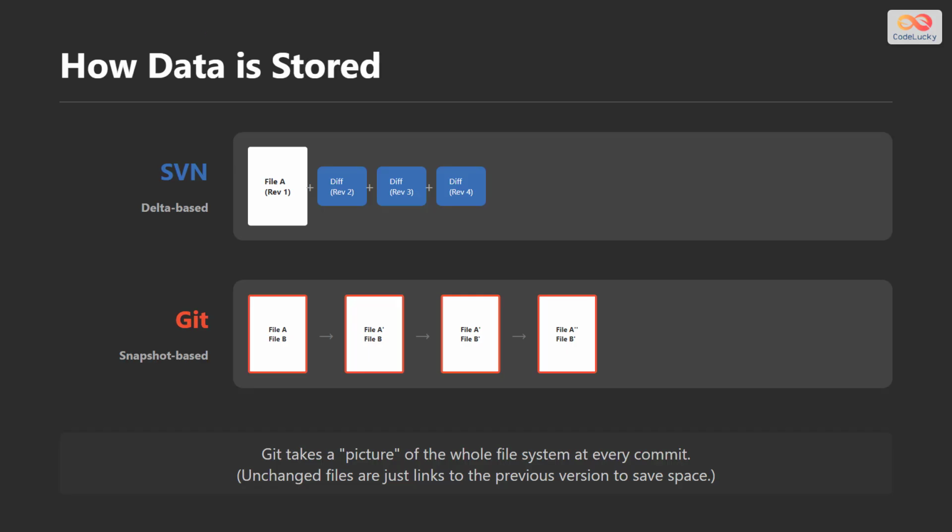Under the hood, they store data differently too. SVN stores changes as a list of file-based changes, or deltas. It thinks in terms of file A changed line 10. Git, however, thinks of its data more like a series of snapshots of a miniature file system. Every time you commit, Git takes a picture of what all your files look like at that moment. This makes Git very fast at calculating differences and moving between versions.